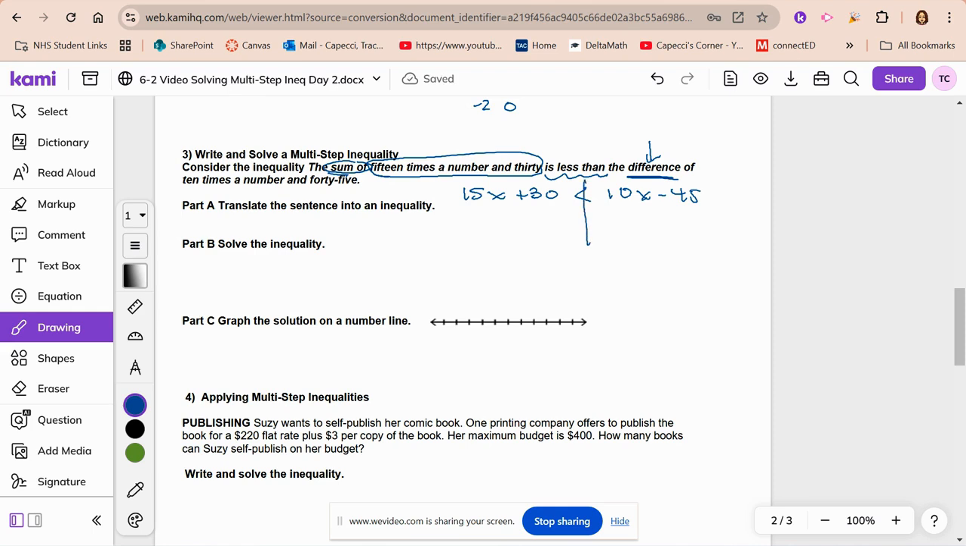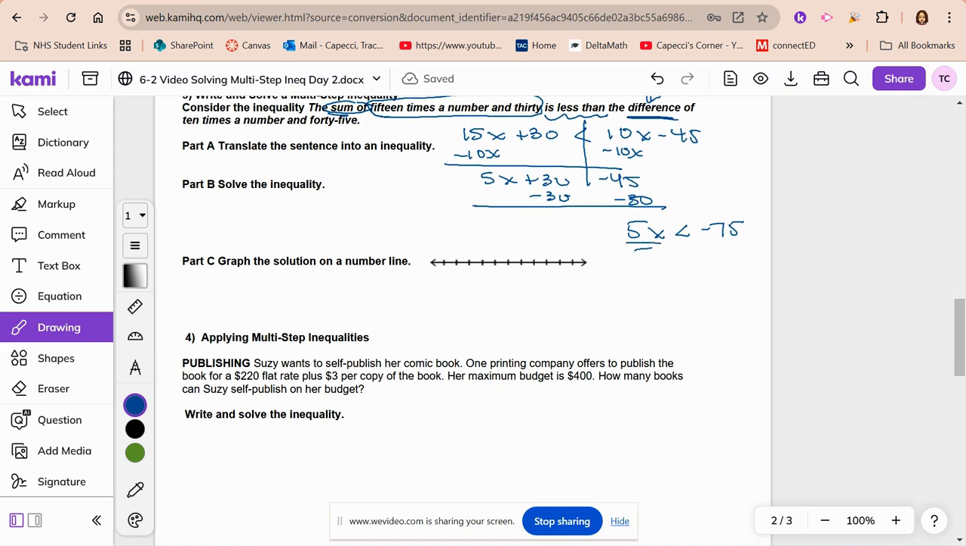All right, again, I'm going to bring my x's to one side. So I have 5x plus 30. Bring my constants to the other side. So I have 5x is less than negative 75. I'm going to divide both sides by 5. So I have x is less than negative 15. So I have 0 here, negative 15 somewhere. Open circle, right? Because it doesn't have an equal sign underneath there, and it's less than.